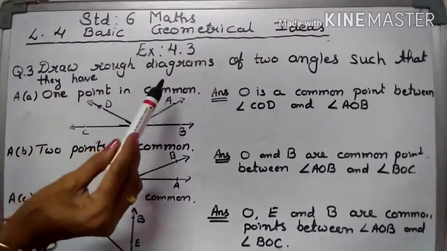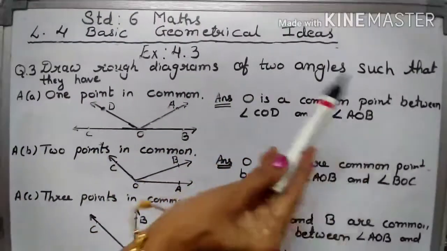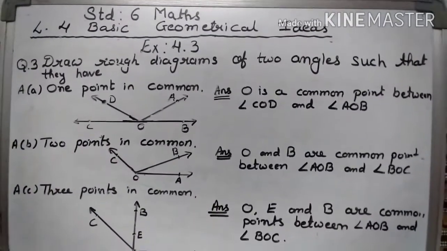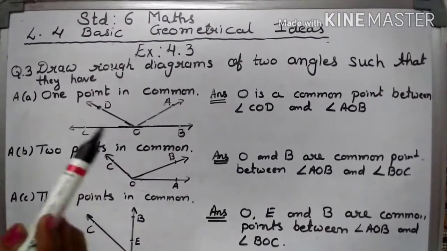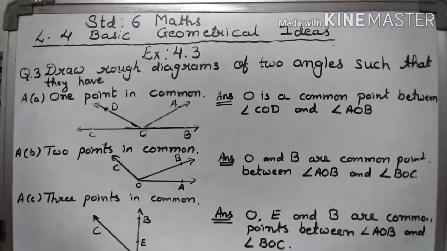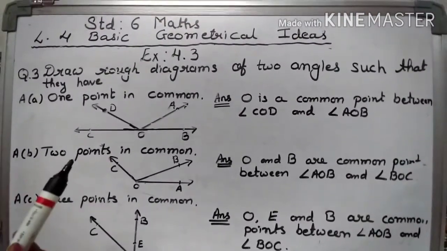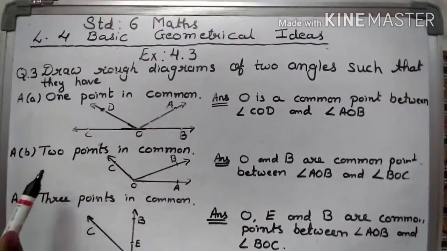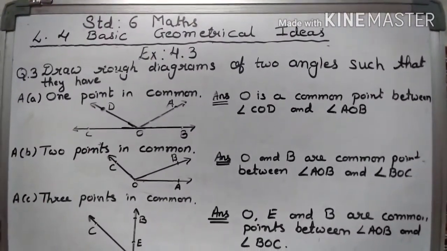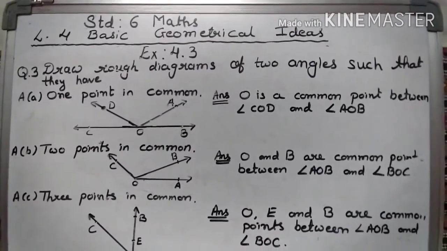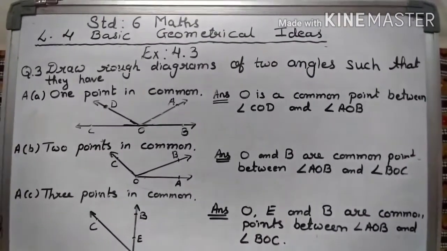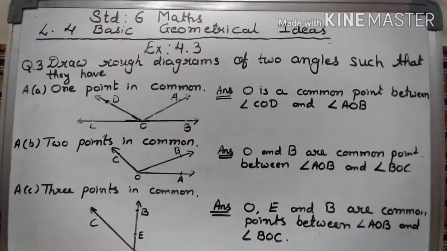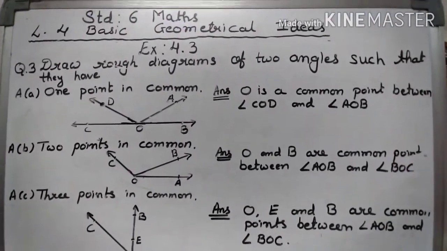Draw rough diagrams of two angles such that they have. Now students, here are some questions. You have to draw roughly two angles in such a way that they have 1 point in common, 2 points in common, 3 points in common, 4 points in common, and 1 ray in common. In such a way you have to draw the two diagrams and put that common point.